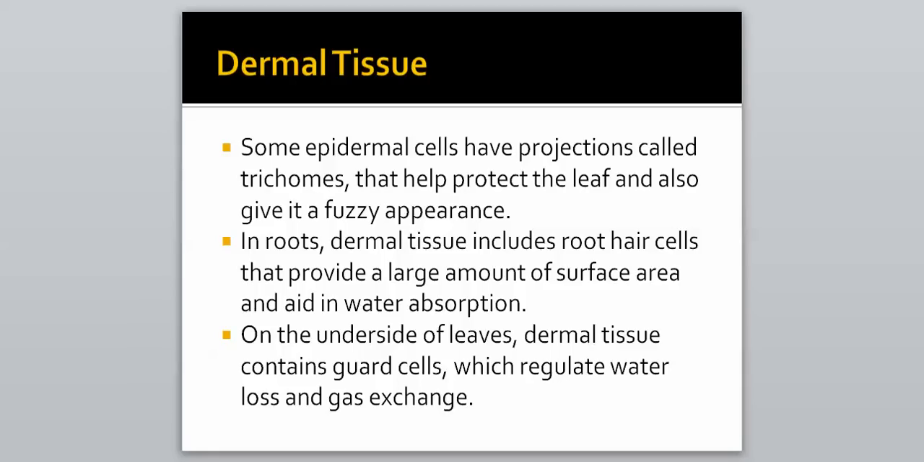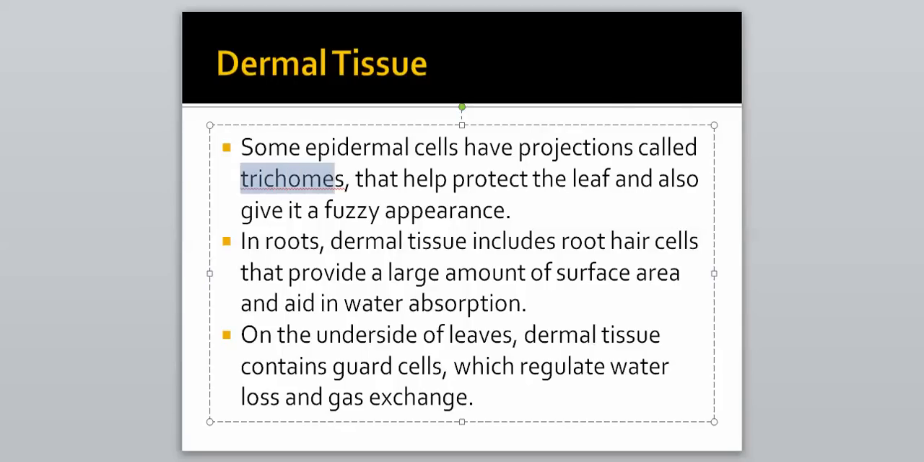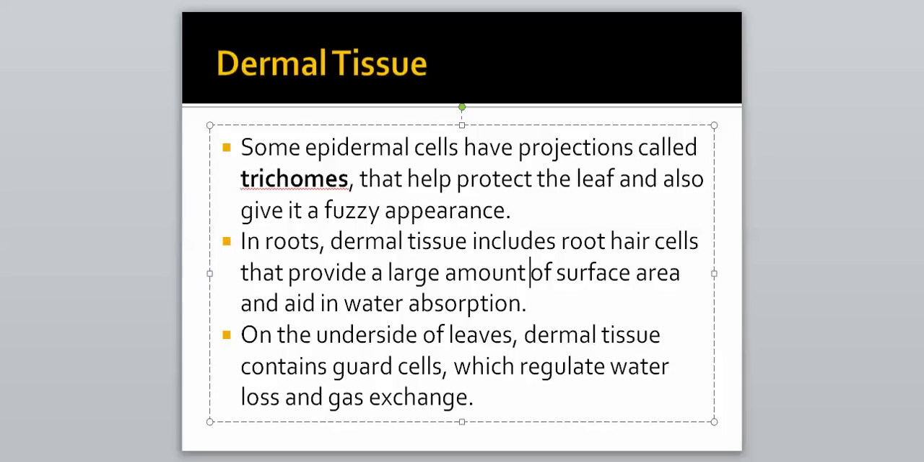And some other specifics: some epidermal cells have projections called trichomes that help protect the leaf and also give it a fuzzy appearance. So trichomes are a protective part of the leaf. And in roots, dermal tissue includes root hair cells that provide a large amount of surface area and aid in water absorption. So that's another function. They're not just on the leaves, they're on the roots as well to make up the root hair cells that provide a large amount of surface area. And then on the underside of leaves, dermal tissue contains guard cells which regulate water loss and gas exchange.